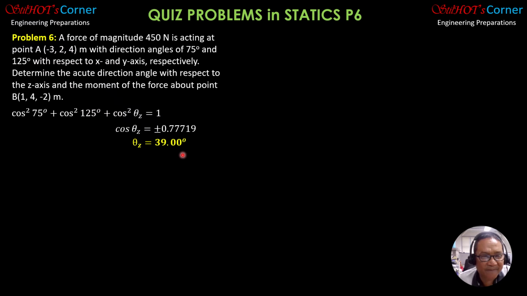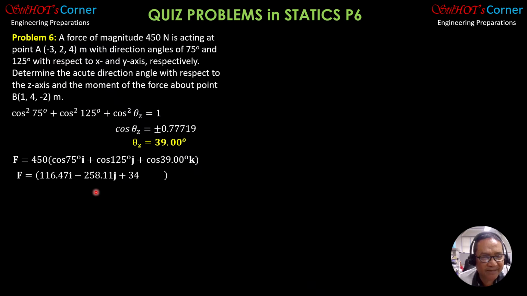Now for the force in vector form, 450 times the quantity cosine theta x i plus cosine theta y j plus cosine theta z k. So F in vector form is 450 times cosine 75 i plus cosine 125 j plus cosine 39 degrees k. So in vector form, this force is equal to 116.47 i minus 258.11 j plus 349.72 k.